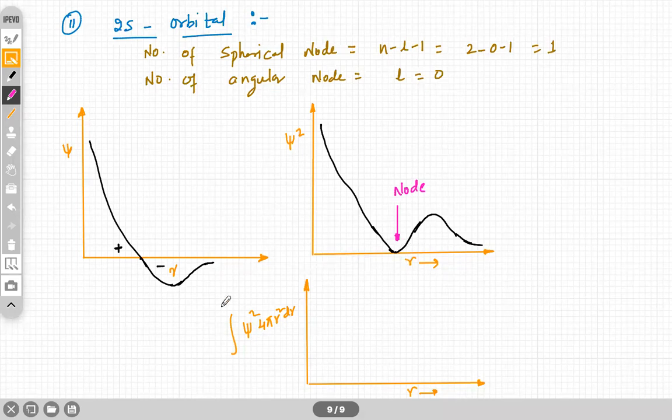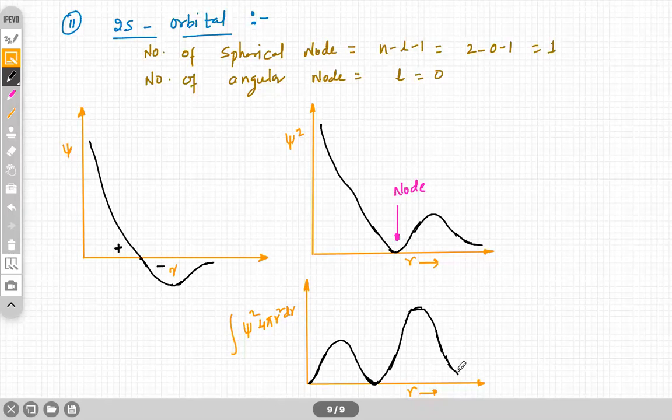So when you represent this in probability graph, we have one node here. The graph goes like this. It will go up, comes down. We have a node, so it will touch the x-axis, and then again it goes up to maxima and comes down, and it goes like this. This point is the node. So obviously it has a distance, certain distance, where the node is present.